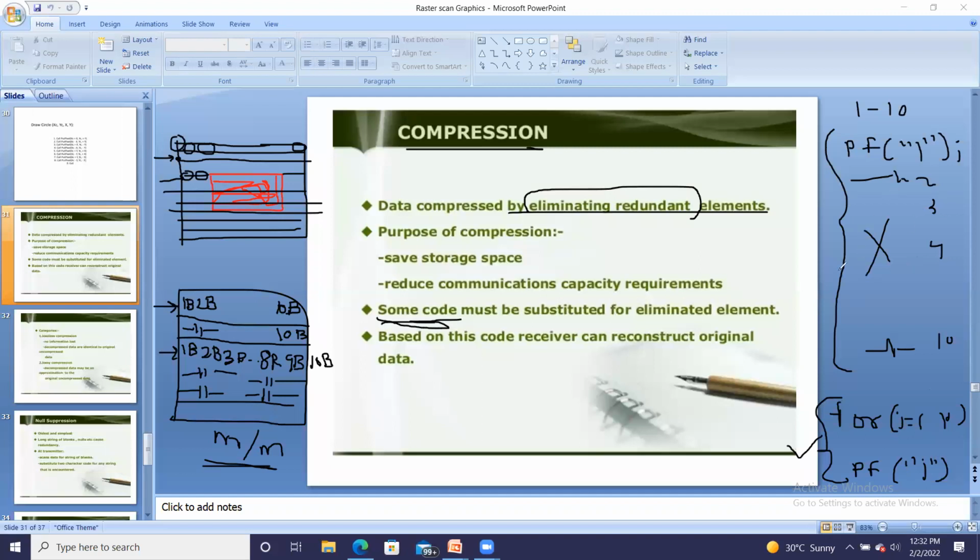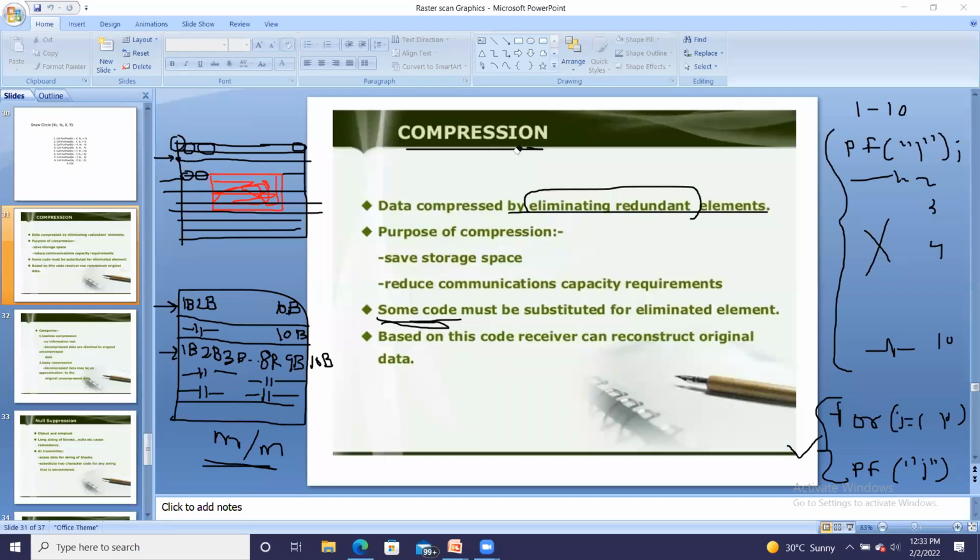So the same technique we are doing in this run length encoding also. How we are doing that I will discuss afterwards. But that is the general method of compression, that earlier I am doing some work and the redundancy in that work is substituted by some code. So that is the compression method. Based on this code, the receiver can reconstruct the original data. So once I send this code, the reconstruction is done with that data. How it is done, that we will see soon.